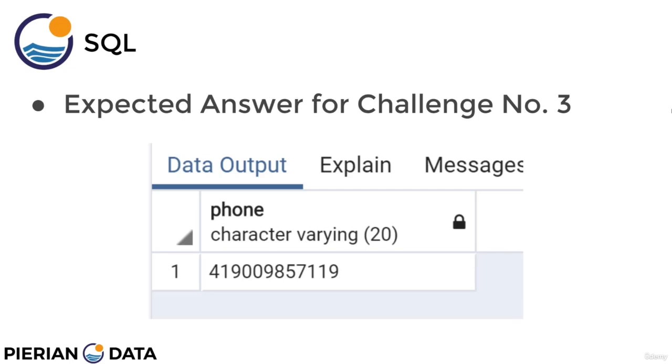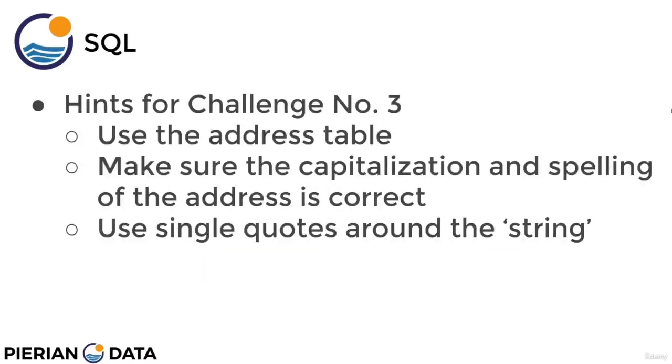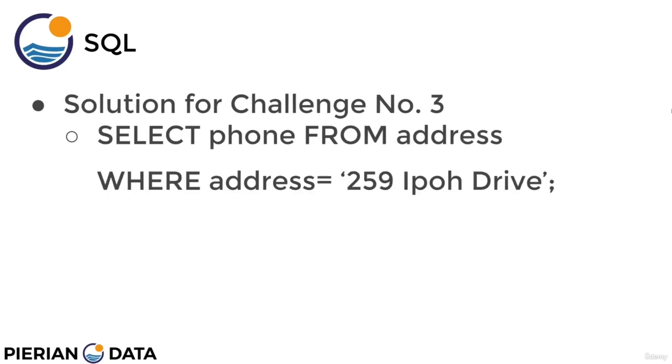Here come some hints in case you need them. You should be using the address table. Make sure the capitalization and spelling of the address is correct, and use single quotes around the string. And finally, here's the solution. The solution is simply select phone from address where address is equal to 259 Ipo Drive.